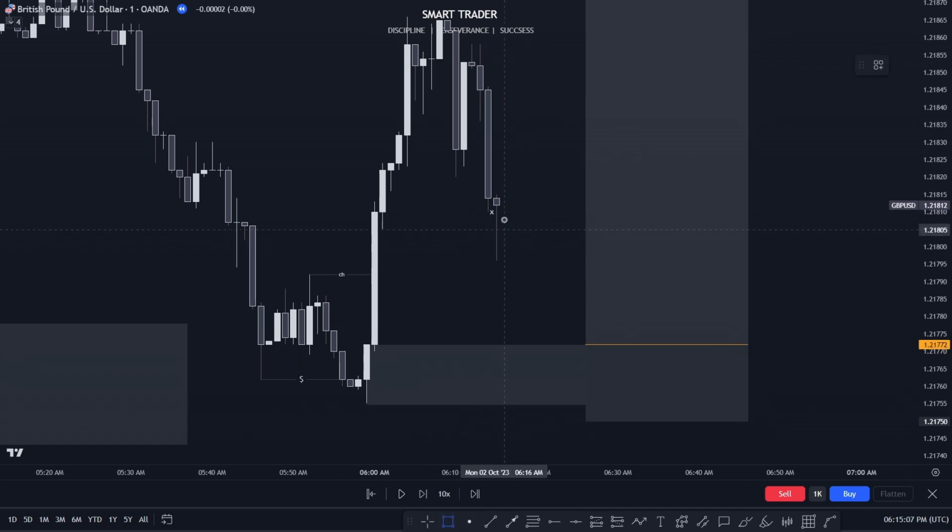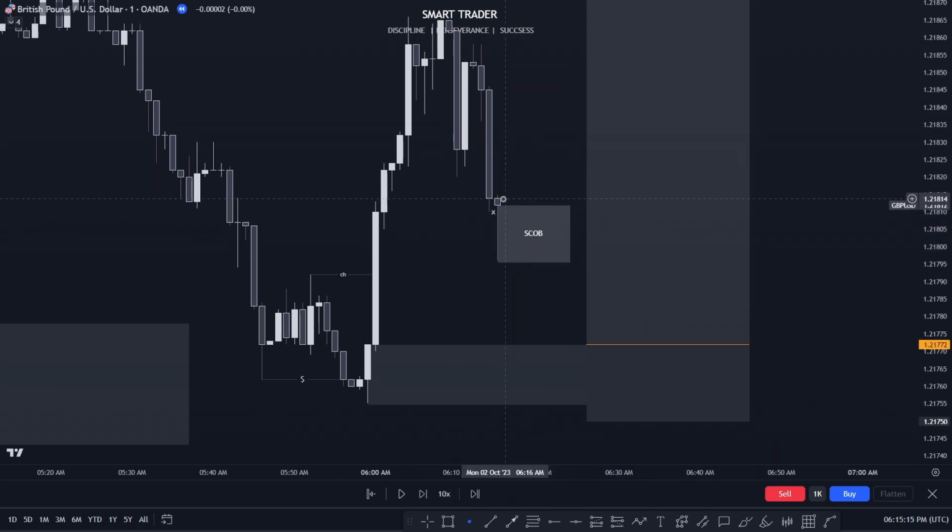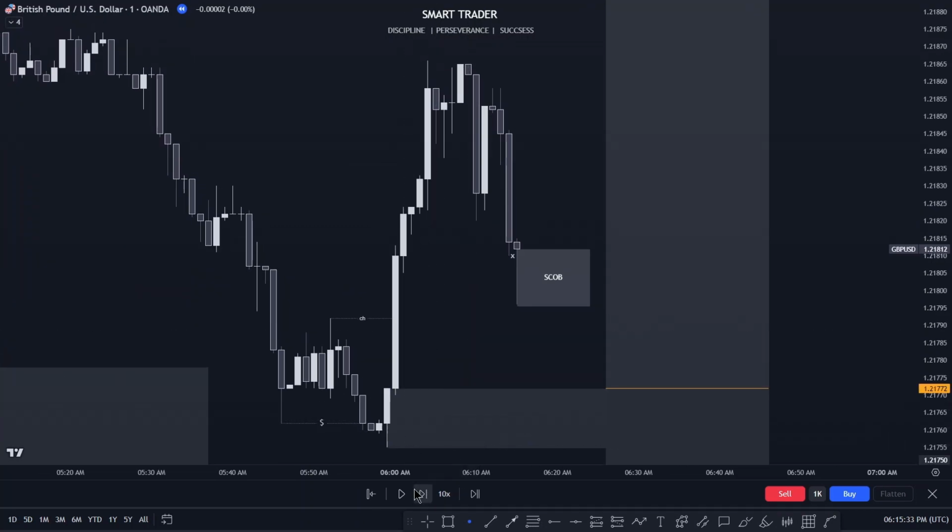So at this time, this wick acts like a single candle order block, like this. And if at the opening of the next candle the market comes back to mitigate this shadow right here, we can enter right away and not wait for the market to mitigate this extreme order block, or else we'll miss our trade. Okay, so let's see what happened next.